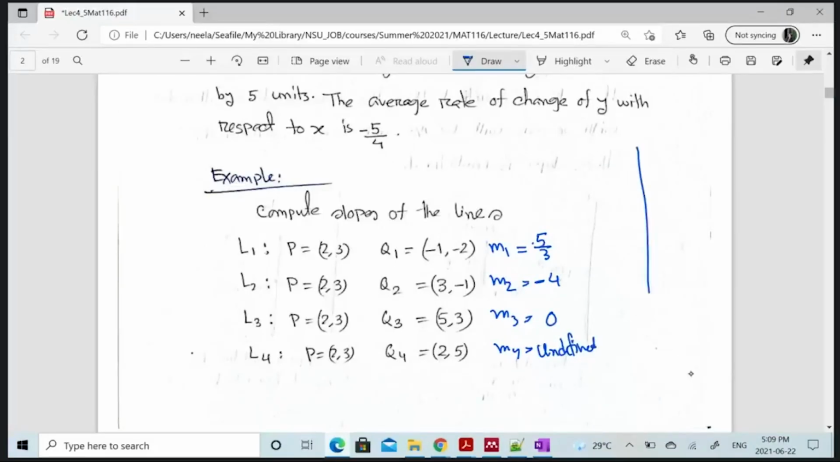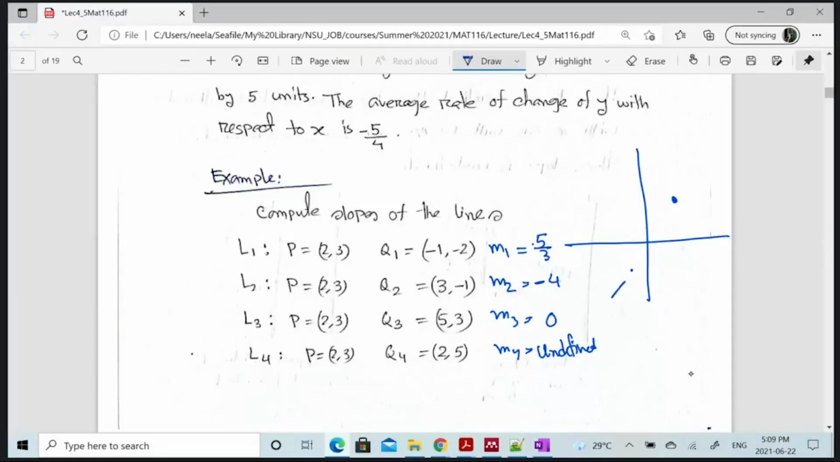Let's quickly draw the lines to check whether whatever we did is right or wrong. So 2, 3 somewhere here and minus 1, minus 2. So this is line L1, or line 1.